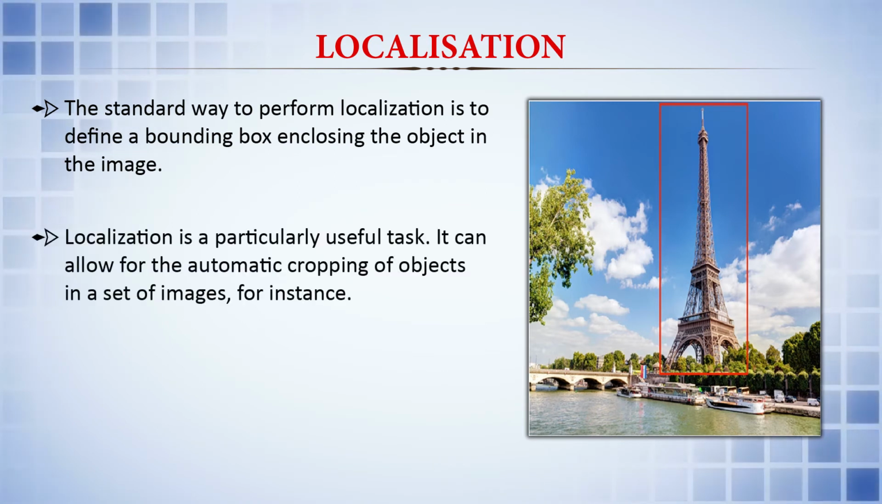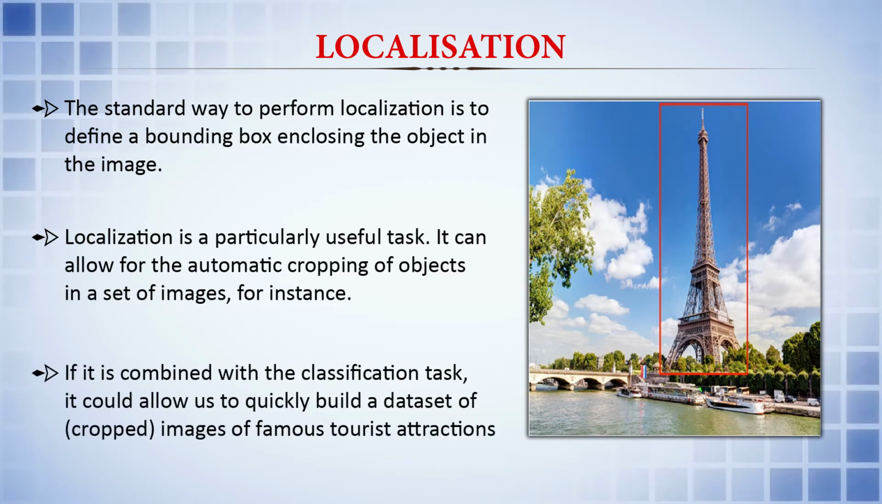Localization is a particularly useful task. It can allow for the automatic cropping of objects in a set of images, for instance. If it is combined with the classification task, it could allow us to quickly build a data set of images of famous tourist attractions. So, this particular task comes under localization.